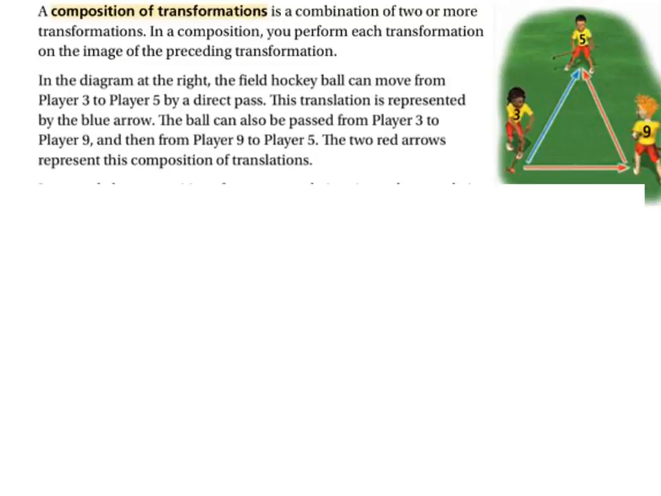So let's now talk about composition of transformations. Composition of transformations just means there are 2 or more transformations. In a composition, you perform each transformation on the image of the preceding transformation. So here's an example of a composition of transformations. If we're looking at our hockey puck here, and we go through 2 different transformations, first it goes from 3 to 9, and then from 9 up to 5. That's the same result as if it had gone directly from 3 to 5.